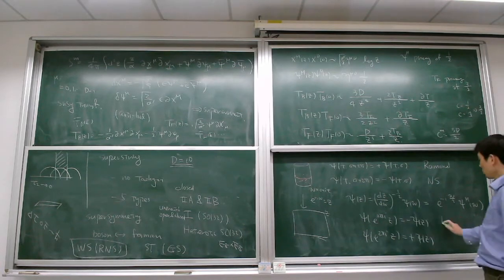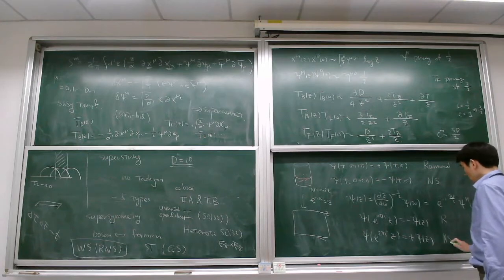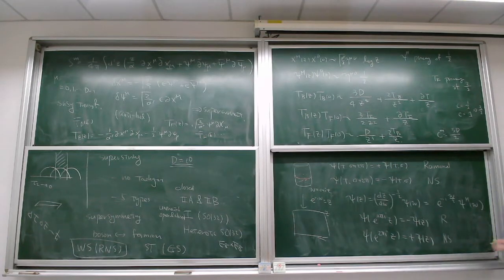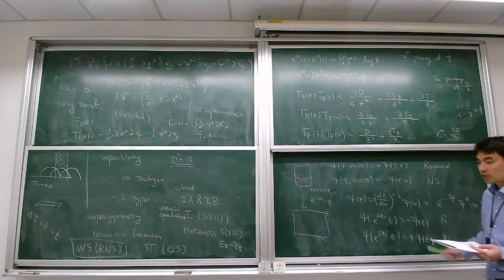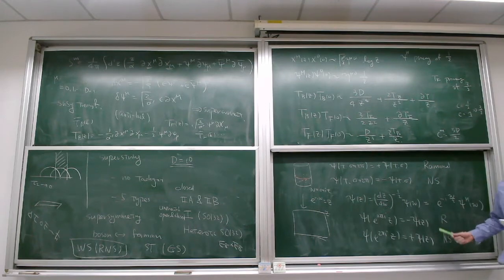This is Ramond, and then Neveu-Schwarz. So you have to be careful which coordinate you use. For cylindrical coordinates, plus and minus are periodic and anti-periodic. But for plane coordinates, you have anti-periodic and periodic. You have to be careful. Of course, we will use this coordinate for the time being.